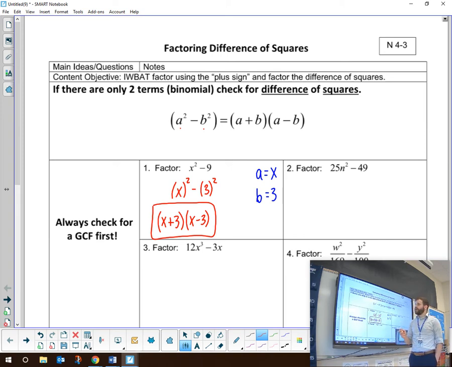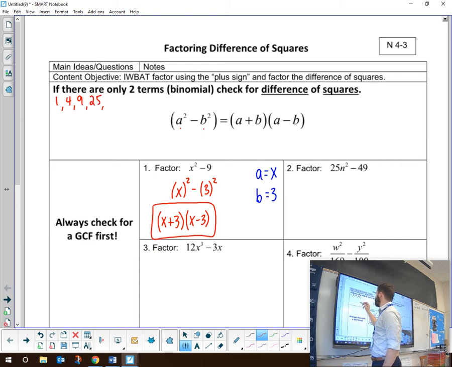So it might really benefit us to think about what are some common square numbers, right? And so my perfect squares are 1, 4, 9, 25, 36, 49, and so on and so forth. So if you see any perfect squared numbers, it's probably going to end up like this. So let's move on here to number 2.